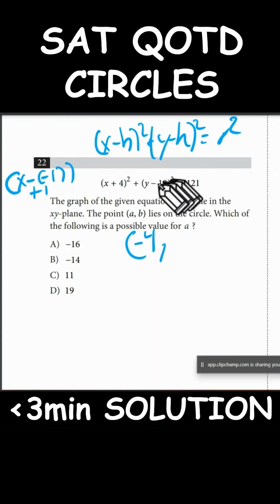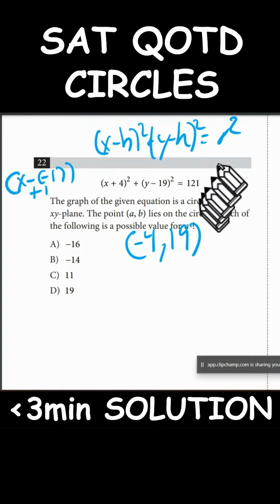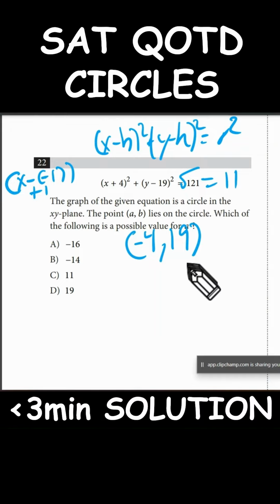And then since this is already minus, we know that's going to be 19, right? So that is our center of the circle. And since we know that the equation of a circle has the r squared at the end, we can just take the square root of this, and that's going to be 11, right? So we know that our radius is going to be equal to 11.